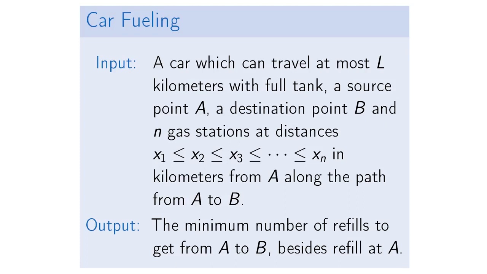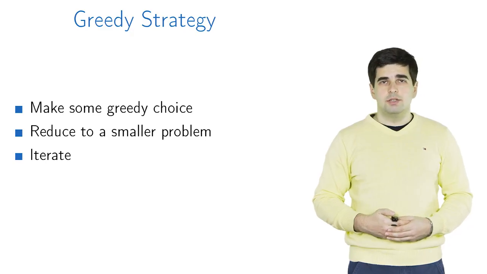More formally, we have the following problem. As the input, we have a car which can travel at most L kilometers, where L is a parameter, if it's filled up to full tank. We have a source and destination, A and B, and we have N gas stations at distances from x1 to xn in kilometers from A along the path from A to B. And we need to output the minimum number of refills to get from A to B, not counting the initial refill at A. We want to solve this problem using a greedy strategy.